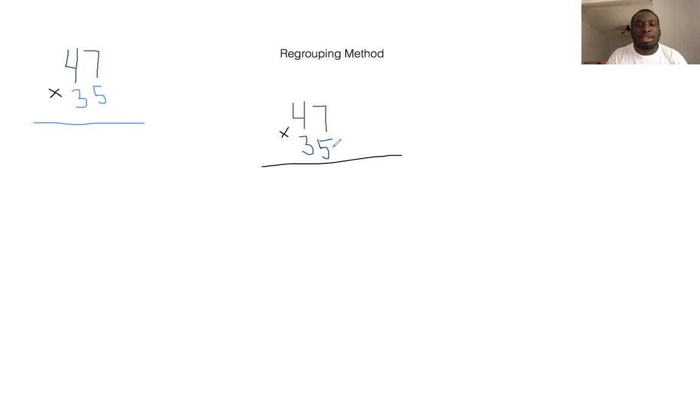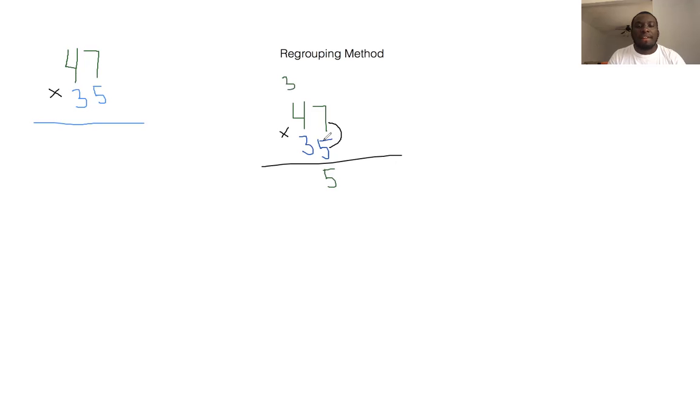I'm going to multiply first 5 times 7, which is 35. I'm going to put my 5 down here. I'm going to make this one in green, so we all can know this first one is going to be in green. My first partial product is going to be in green. 5 times 7 is 35, so I'm going to put my 5 down and carry my 3.